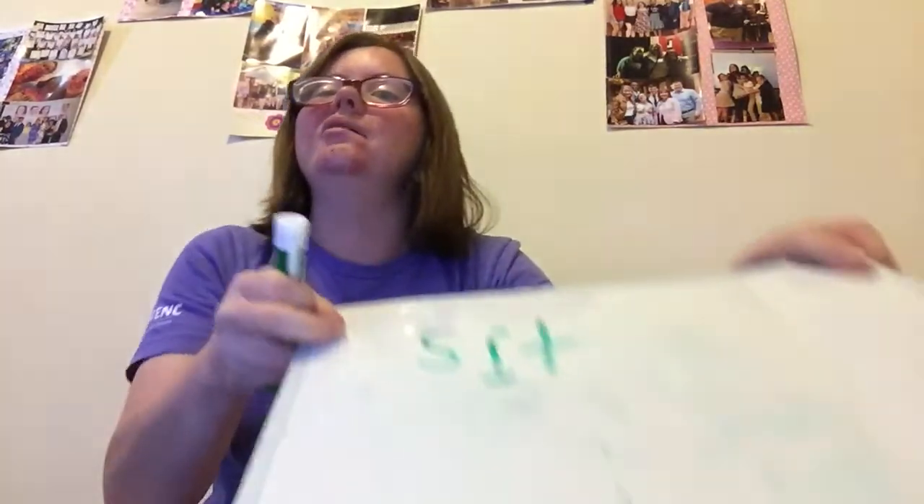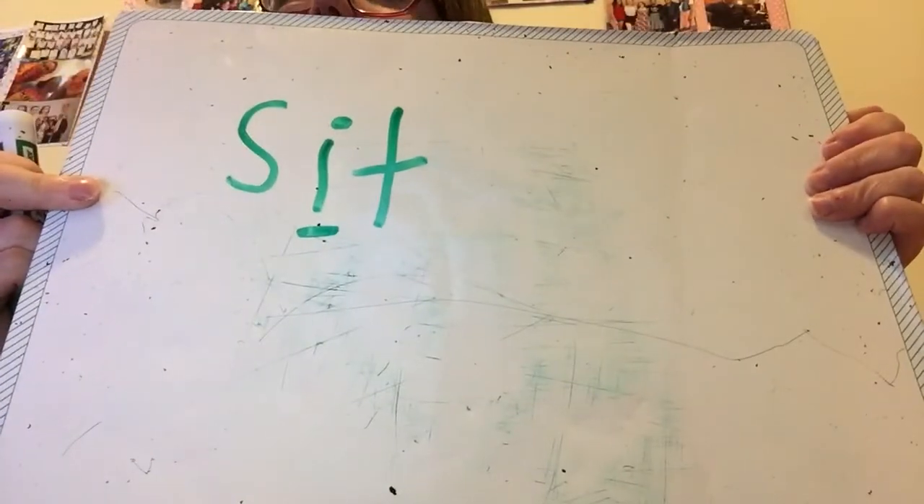Let's try Eddie Elephant next. What sound does he make? That's right, eh. So our word would be set. Is that a word? No, that's not a word either. Let's try Impy Ink. I. What sound does he make? That's right, ih. So a word would be sit. Is that a word? Yes, that's a word. So we know that the middle letter was the letter I.